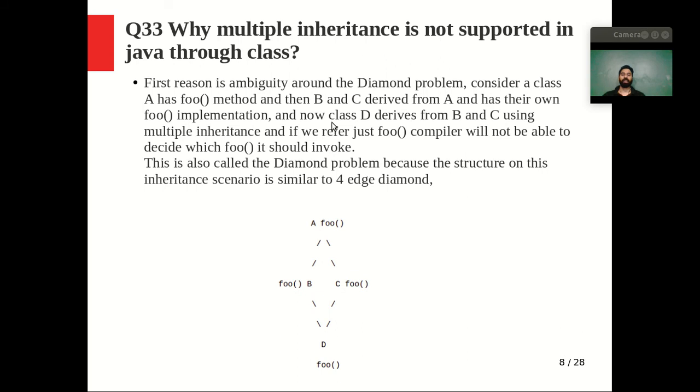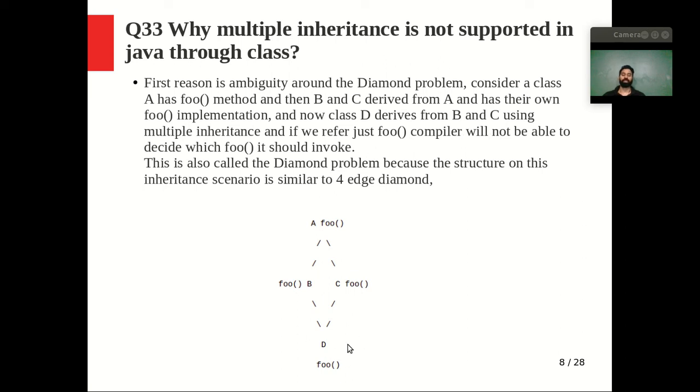Okay. Now class D is derived from B and C using multiple inheritance. So in class D, we will write extends B and C, right? So this is an example of multiple inheritance. If we refer to just foo, the compiler will not be able to decide which foo it should invoke, right?